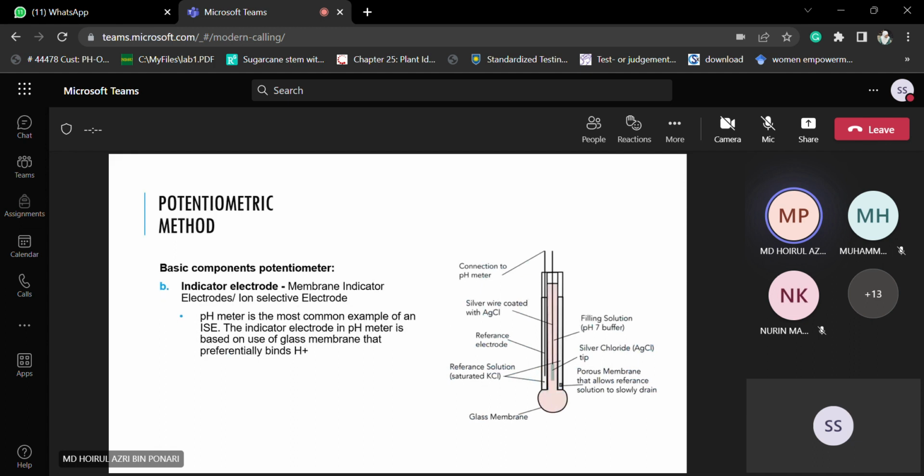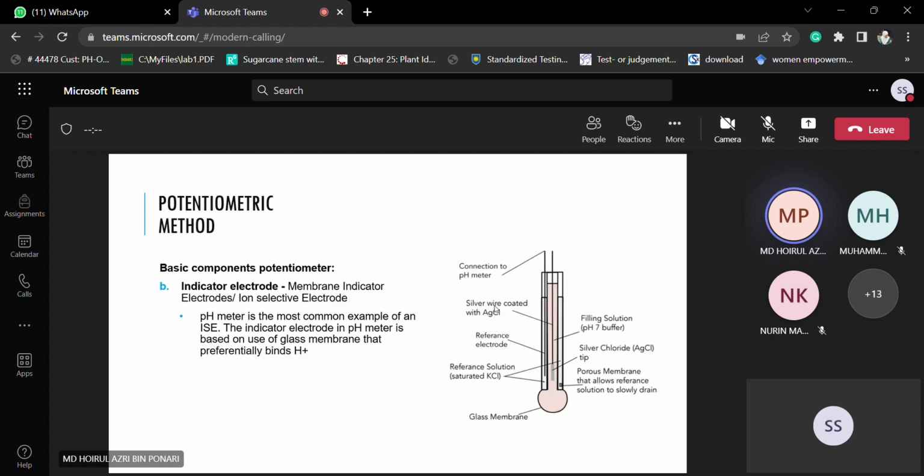An example of an ion selective electrode is the pH meter. So the pH meter is a common example of ion selective electrodes. This indicator electrode in the pH meter is based on the use of glass membranes that preferentially bind to hydrogen ions. Ini adalah contoh ion selective electrodes. What is an ion selective electrode? It will select specific ions. In this case, the pH meter will only select the hydrogen ion.